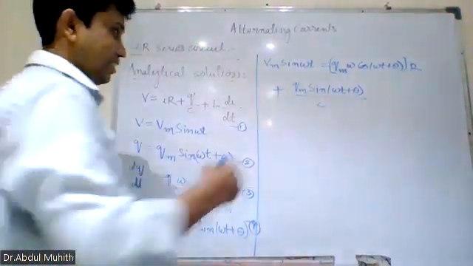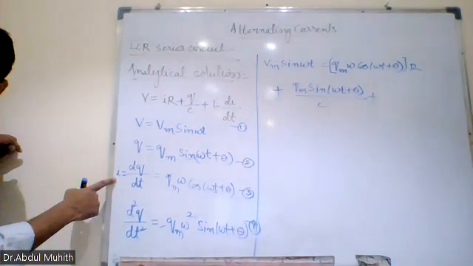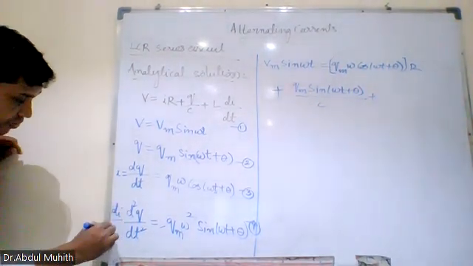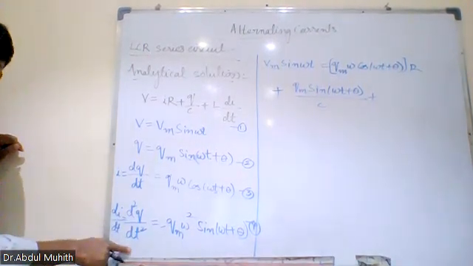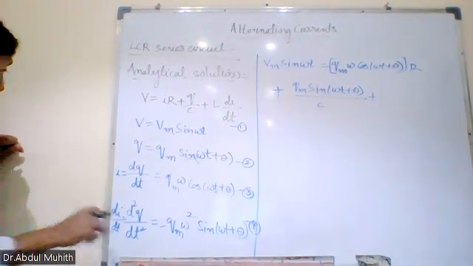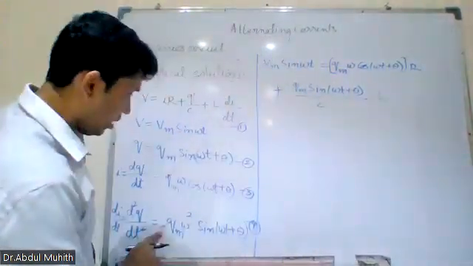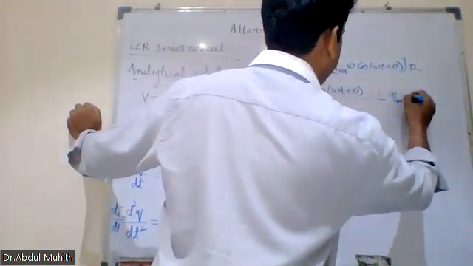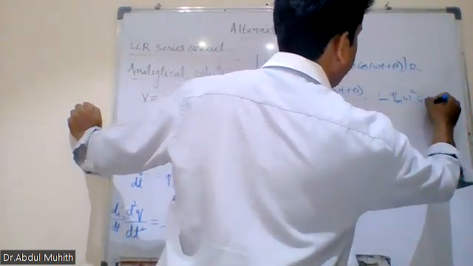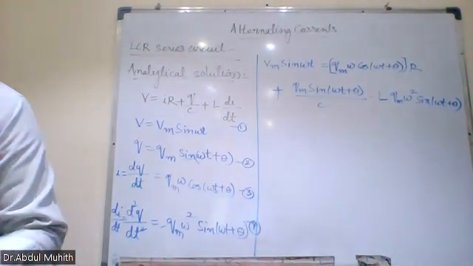Plus L into di by dt. See here, this is current, and we differentiate it once again. d square q by dt square is nothing but rate of change of current. So I'm writing minus L, because minus is there here, into Qm omega square sine omega t plus theta. Is this clear now? So we got the whole equation.